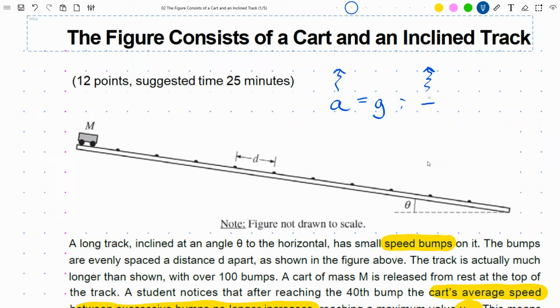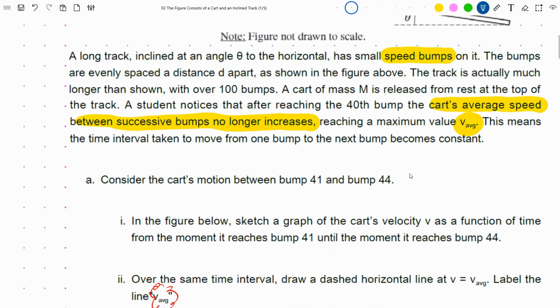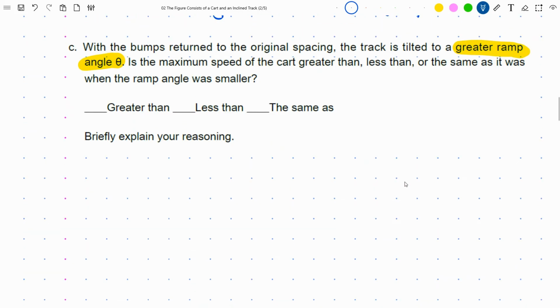And that's exactly what they're talking about here. So in between bumps, it's going to be the same kind of effect, because it's just a regular inclined plane between bumps. So what's going to happen to that maximum speed? It's going to once again be greater than it was in the previous case. Explain your reasoning? Well, let's make sure that we cover our facts here.